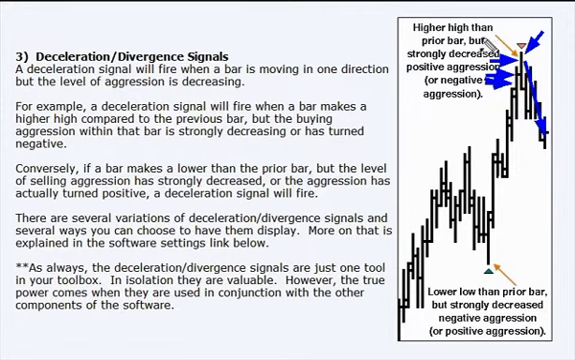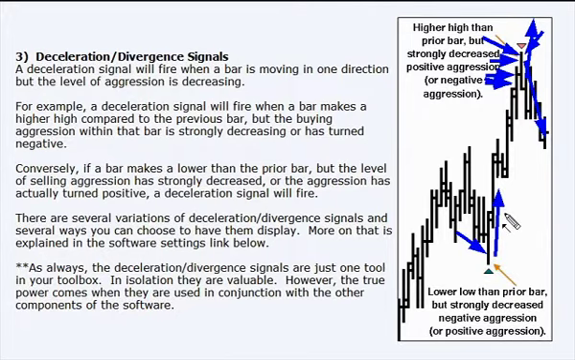Because again, if this second bar that has the higher high had an increasing level of aggression within that bar, the expectation would be for the market to move higher. Same thing on this. We have a lower low than the prior bar, but the level of selling aggression is decelerating, which tells us that most likely the market's going to turn around.